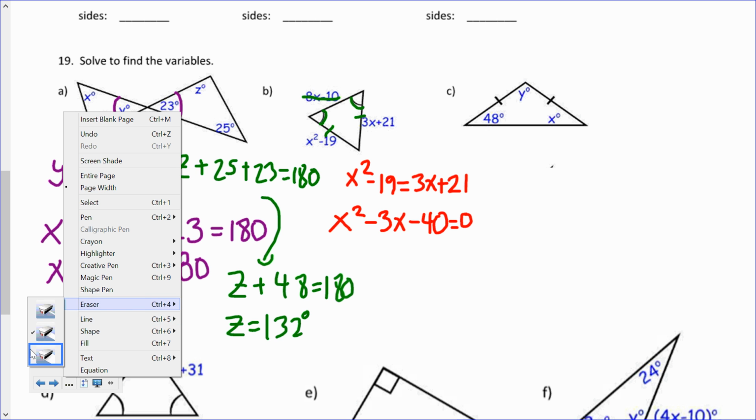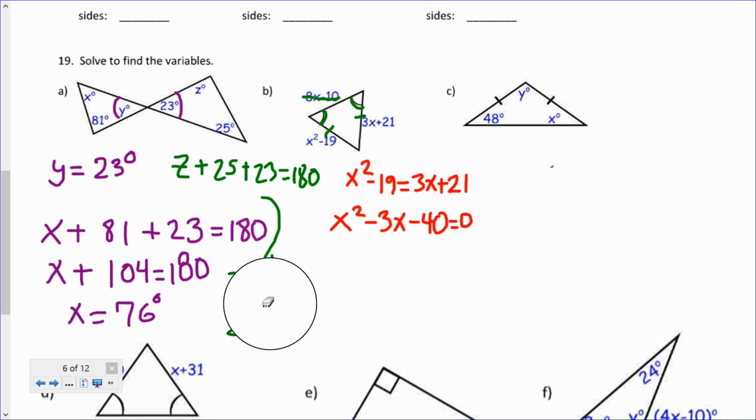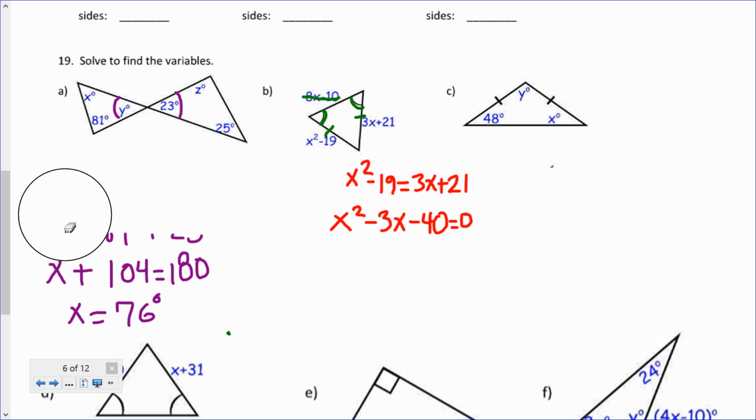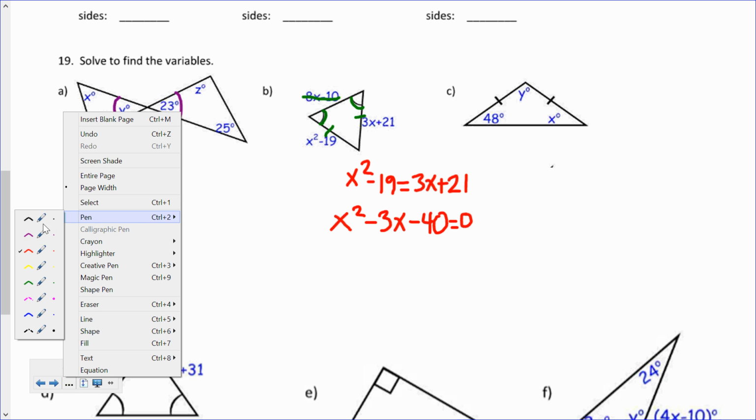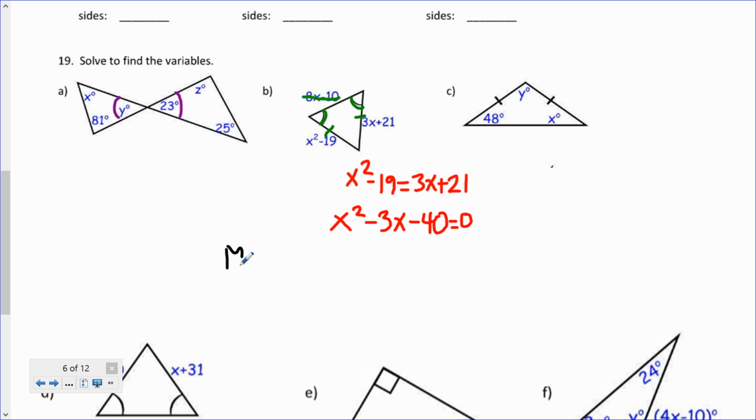So let me make some space by erasing this material. So MAF. Your teacher may explain it differently. Some teachers use Punnett squares. Some teachers use factor by grouping. Because the coefficient is 1, it makes this problem a lot easier. So I'm not going to use Punnett squares or grouping. I'm going to multiply that 1 times the negative 40 to get negative 40.